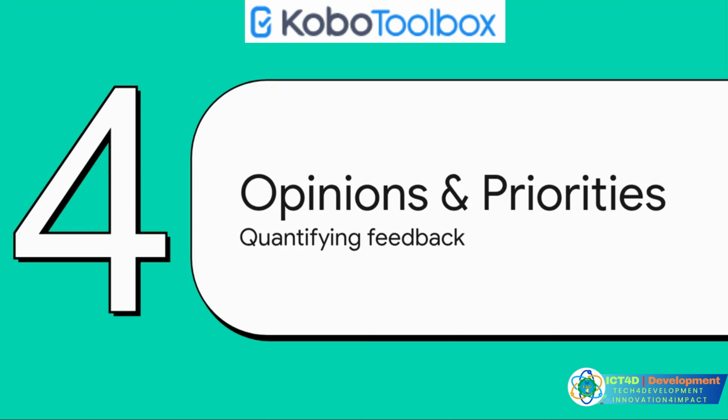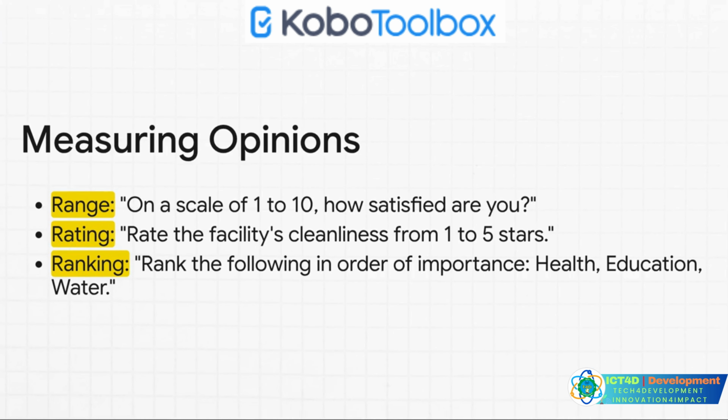All right, for our last section, let's talk about how to capture all that subjective stuff, feelings, opinions, priorities, and turn it into structured data that we can actually analyze. This is so important for any kind of feedback survey. You've got 3 really distinct tools here. Range and rating are awesome for measuring the intensity of an opinion, like how satisfied someone is on a scale.